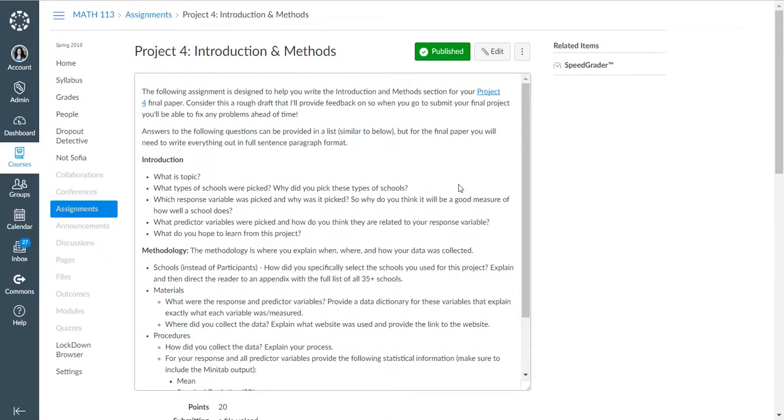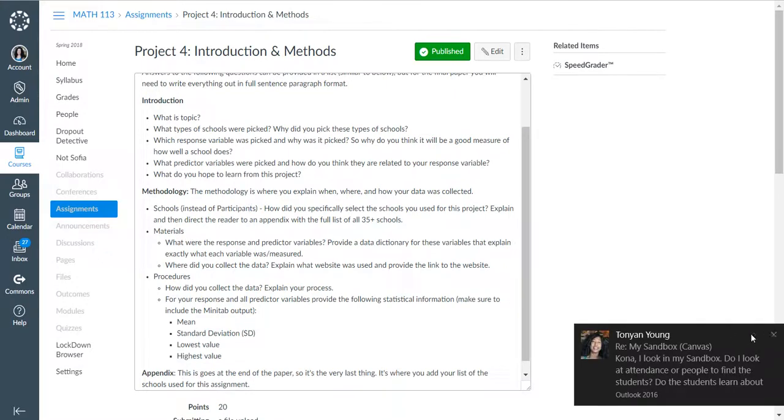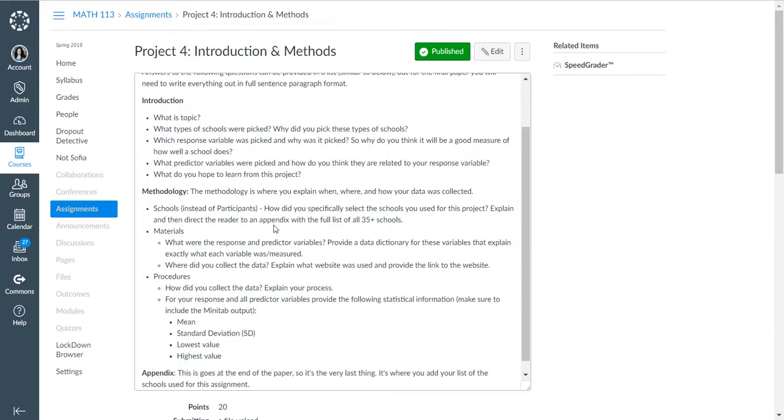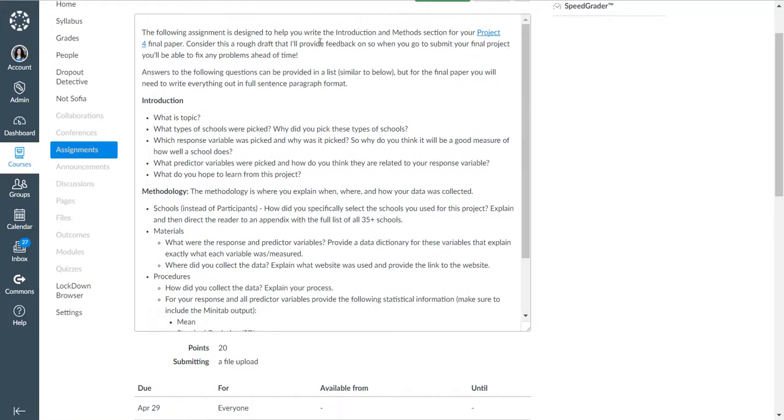The other thing for this project is you are doing the introduction and methods. So what's the topic, what types of schools were picked, all of that good information. For methodology, it is schools instead of participants, because we didn't have any actual participants as much as just the schools we picked. Your procedures, and then the appendix.